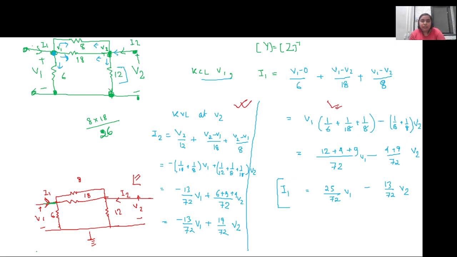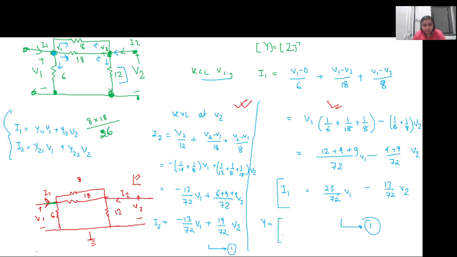So if we look at the admittance matrix equation, it is written as I1 = Y11 V1 + Y12 V2, and I2 is written as Y21 V1 + Y22 V2, right? And the equations 1 and 2 that we got here in terms of I1 and I2, we can compare these two and calculate the admittance matrix, right? What will be the admittance matrix?